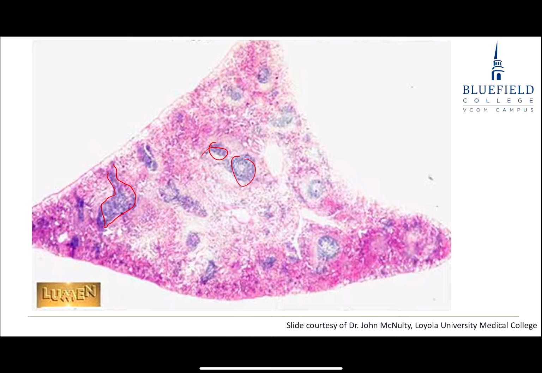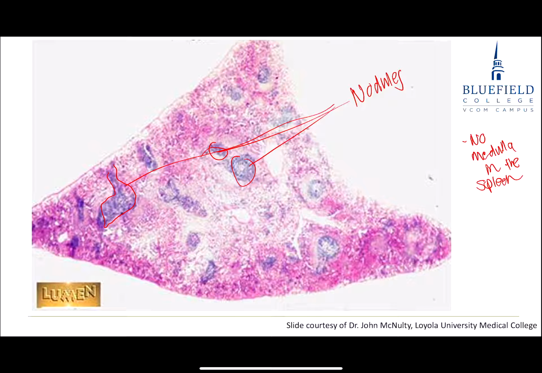Anytime I'm over in a region that's not a nodule, or it could be in the white areas in here, that's gonna be the red pulp. There is not a medulla within the spleen. This is because it's a low power magnification, it's whiter in the middle here. Typically, you don't see that, you see something more like this right here. Okay? There's not a defined cortex medulla for the spleen. There will be for thymus, there will be for lymph nodes. There's not one for tonsils.